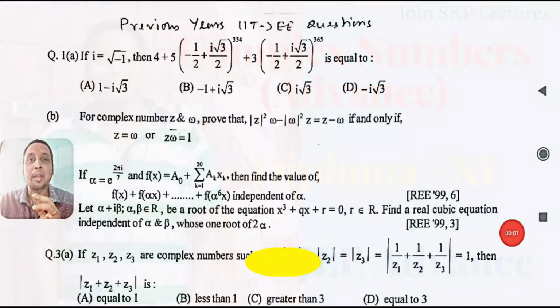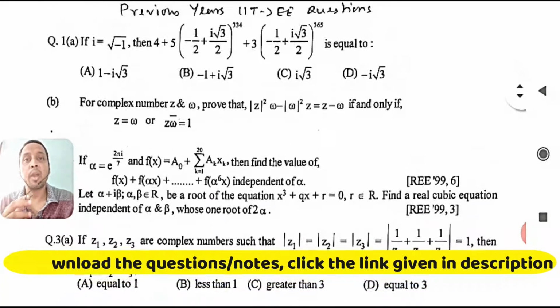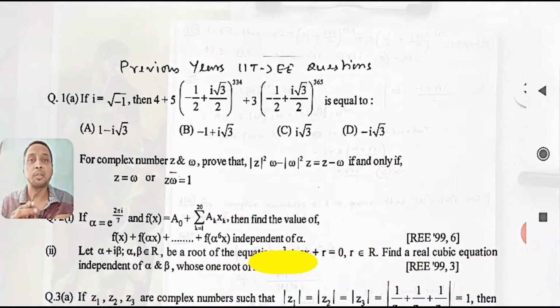Okay students, welcome you all to this new lecture in advanced level where we are solving previous year IIT JEE questions on complex numbers. So today we will be solving question number 1A, 1B, 2.1 and 2.2. Okay, then let's try to solve these questions.